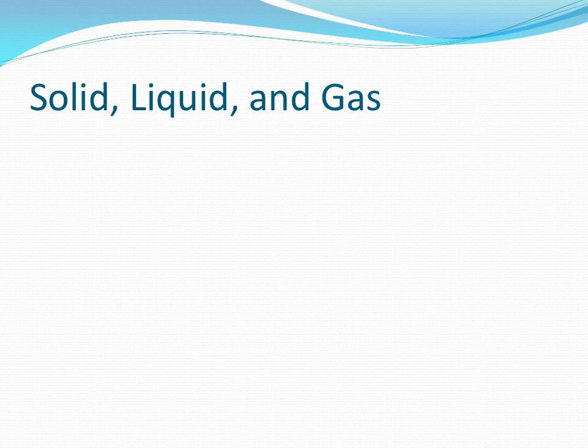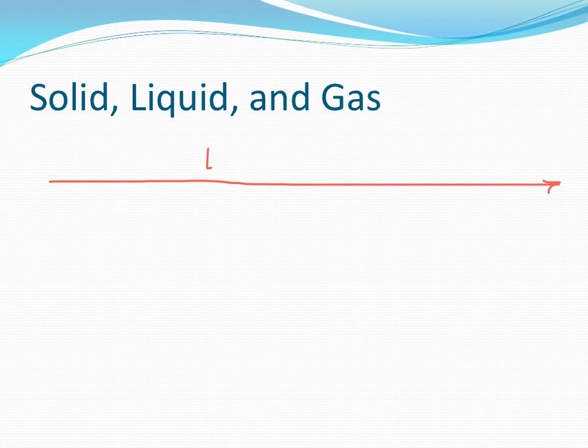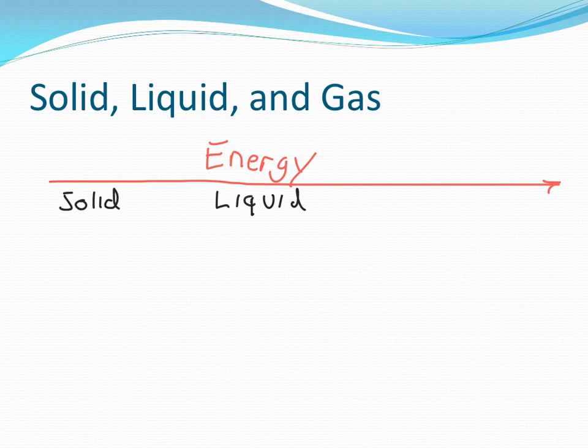If I was to draw a line from left to right, that represents the amount of energy the particles have. So as we go from left to right, the amount of energy increases. You would see that solids are going to be way over here on the left, meaning they have significantly less energy than liquids, which we'll put about right here, and gas, which I'm going to put way over here.